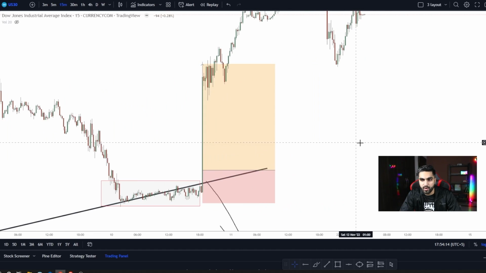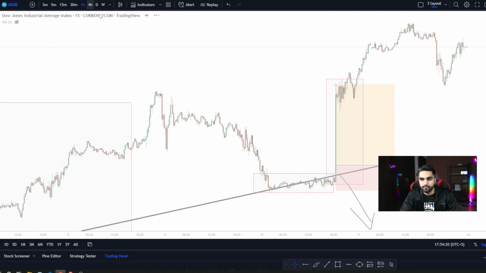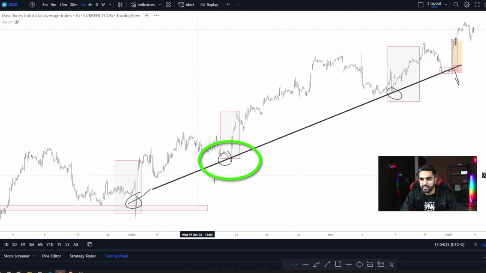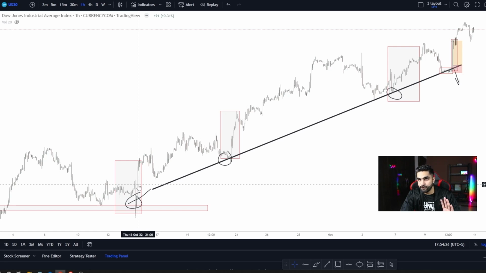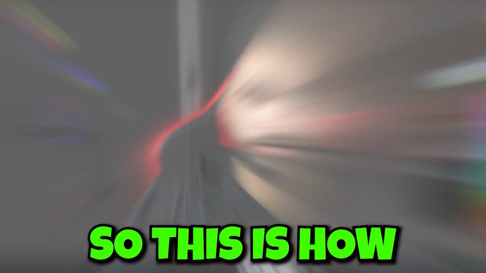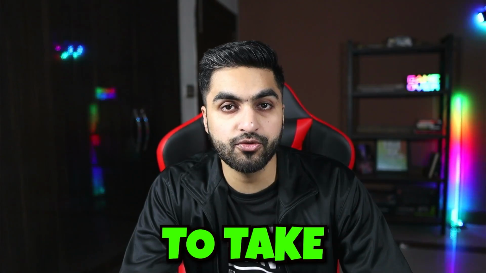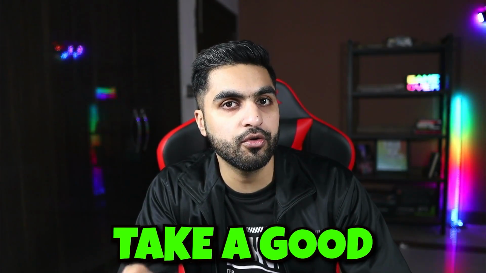And we can see how well the market performed. This is the movement that happened. If we just look at the 1 hour time frame, we can see that we again respected this trend line the fourth time based on the idea of the fundamentals, the macroeconomic events, with the help of price action. So this is how you can use simple price action with the help of fundamentals to take advantage and to take a good trade opportunity.